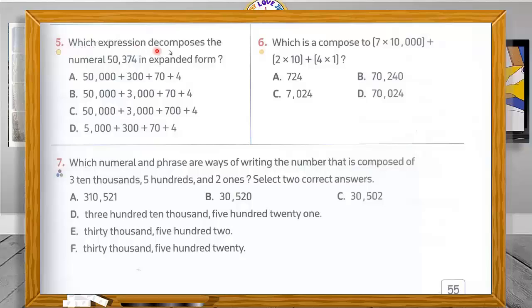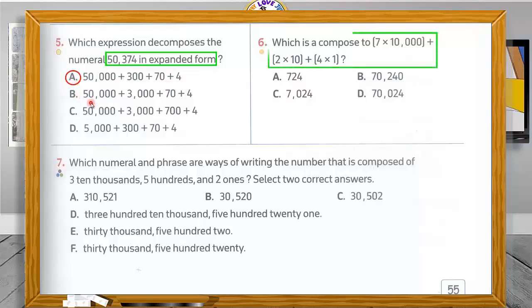Number 5. Which expression decomposes the numeral 50,374 in expanded form? Decompose means write the number in expanded form. 50,374. 374. Yes, the first answer is the right answer. But if you see down, 50,000, 3,074. 3,000, not 300,000.